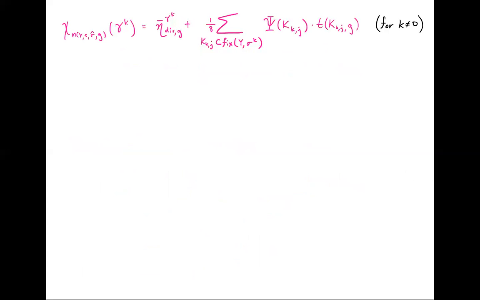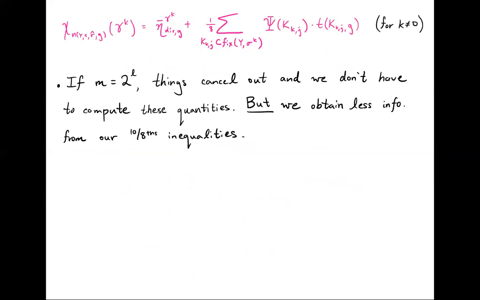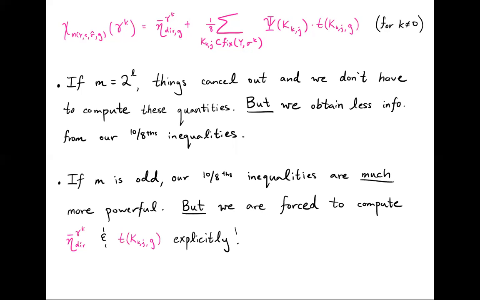In general, this is really hard to compute, so I won't go into it, but let me roughly give you the lay of the land. If m is a power of 2, it turns out that things cancel out in the theory. We don't actually have to compute these quantities at all. We can kind of cheat and just use existing computations. But on the other hand, we obtain less information from our 10/8 inequalities, for technical reasons which I unfortunately can't get into. It has to do with the non-uniqueness of monomials in the weights in the representation.